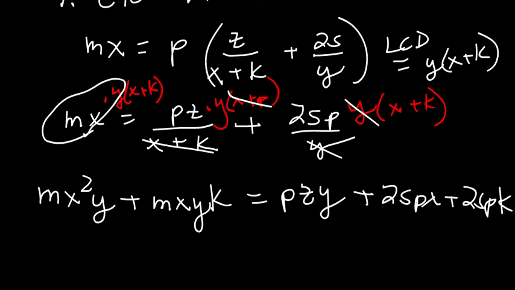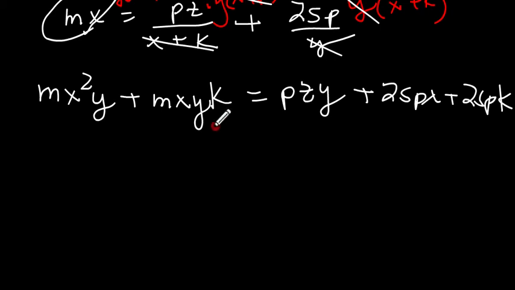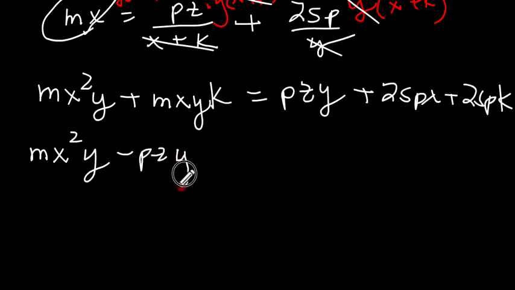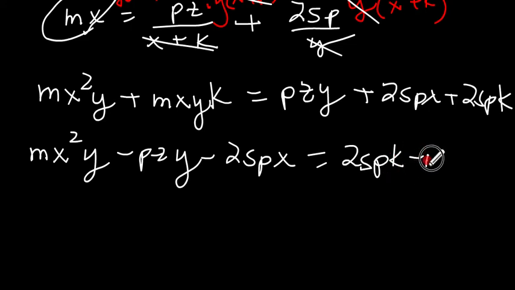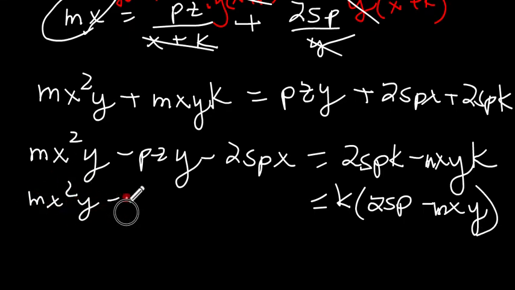Okay, now we are solving it for k, so we're going to get all the k's together. All the k's on one side. I'm going to move them to the right side, I don't know why. So we get mx squared y minus pzy minus 2spx equals 2spk minus mxyk. And then we're going to factor out the k over here, and we're going to get 2sp minus mxy. And then we have all this stuff, mx squared y minus pzy minus 2spx.